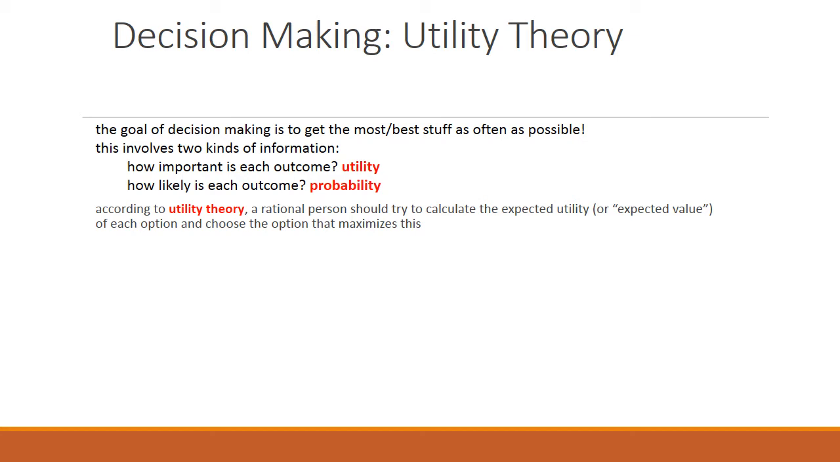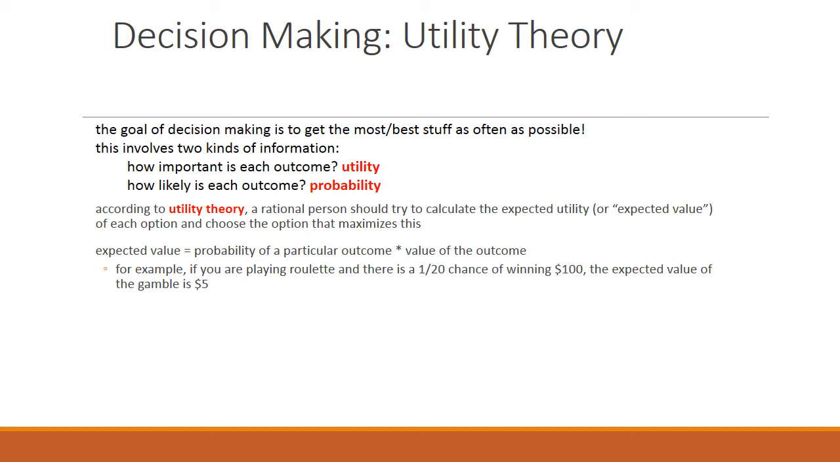So utility theory is a theory about how we make decisions regarding money. We define expected value as the probability of a particular outcome times the value of that particular outcome. For example, if you're playing roulette, you have a 1 in 20 chance of winning $100. The expected value would be that 1 in 20 chance times the $100, which is $5.